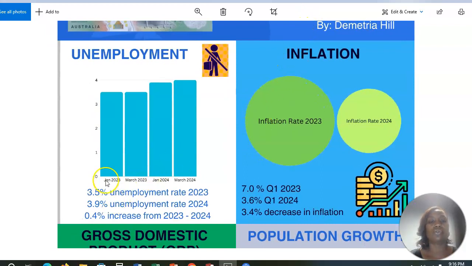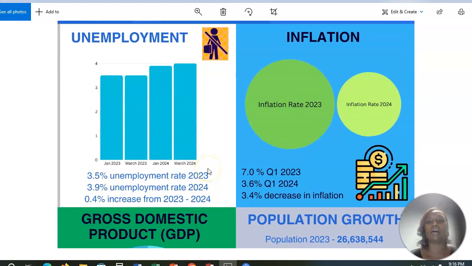GDP. So January 2023 and March 2023, unemployment was at 3.5%. In January 2024 to March 2024, unemployment increased to 3.9%. So although it was a slight increase, unemployment had gone as high as 7.5% during COVID. So I really think this country, like most countries, took a huge hit during COVID, and as they're making a comeback economically, there are some fluctuations.